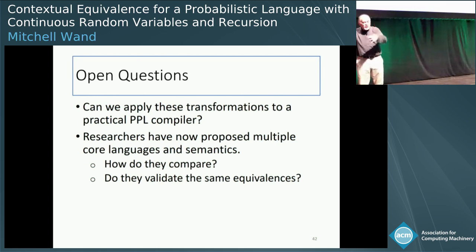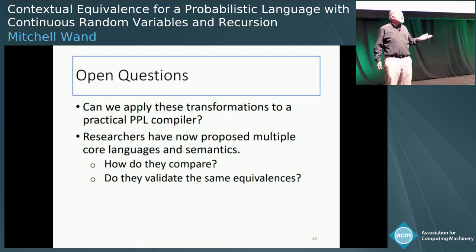We've gone from no semantics to multiple languages and semantics. How do these different systems compare? Do they validate the same equivalences?